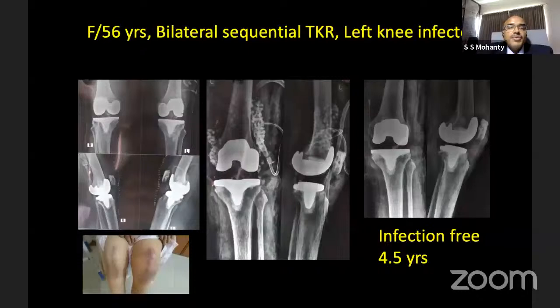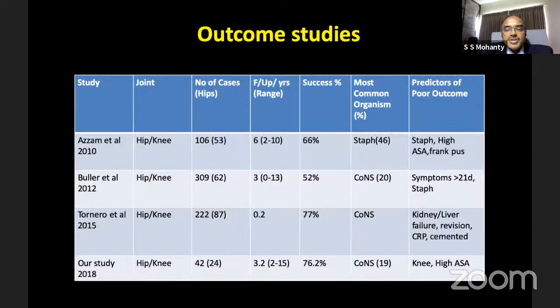This is a 56-year-old lady, bilateral sequential TKR, left knee got infected, and this is after the DAIR procedure. And we always put the stimulan or the antibiotic impregnated calcium sulfate pellets like this in the suprapatellar pouch and parapatellar gutters. And this is infection free after about 4.5 years. Now, these are the outcome studies compared to current literature. The success rate of DAIR is more than 76% in our study, and mostly the coagulase negative staphylococcus is what was grown.